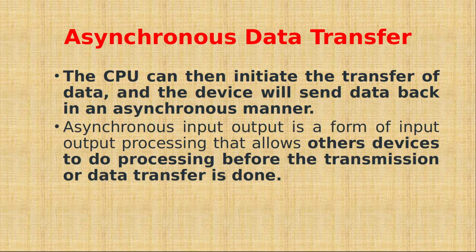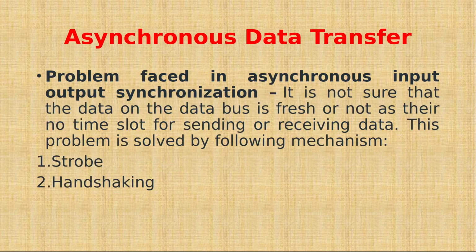Then the CPU can initiate the transfer of data, and the device will send the data back in an asynchronous manner. In the asynchronous manner, the CPU allows other devices to send or receive data between the CPU and external devices, as well as peripheral devices and memory. This is the main advantage of asynchronous data transfer.